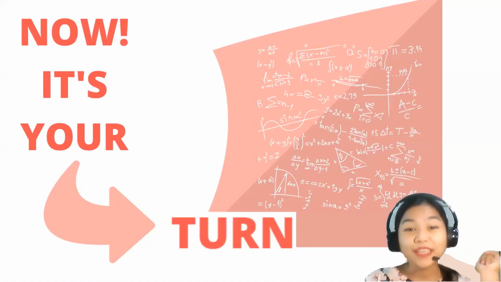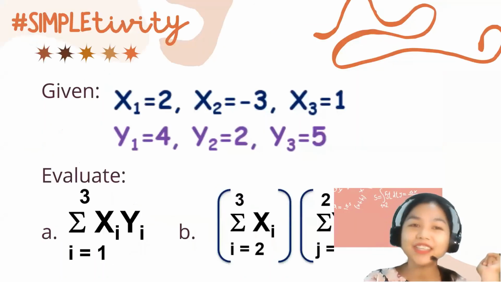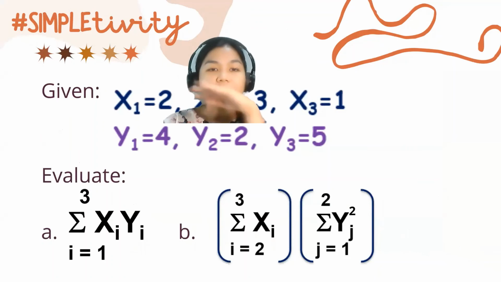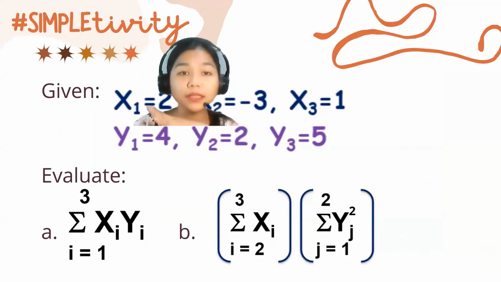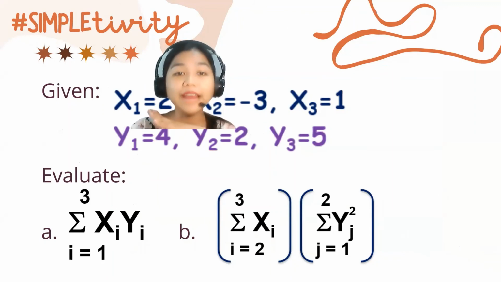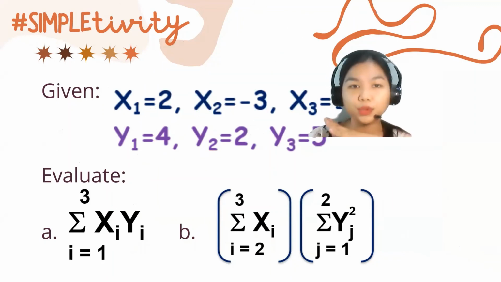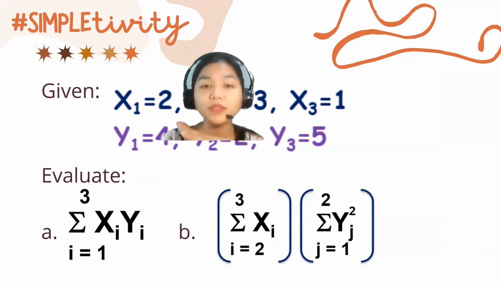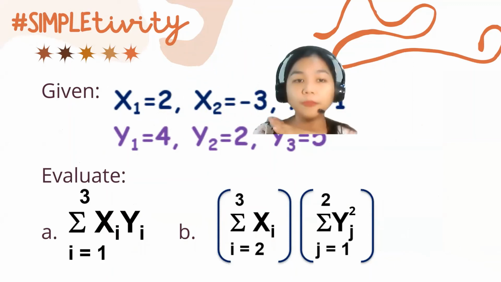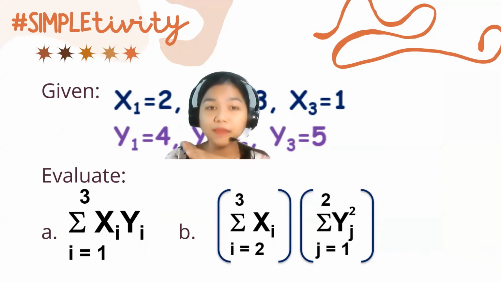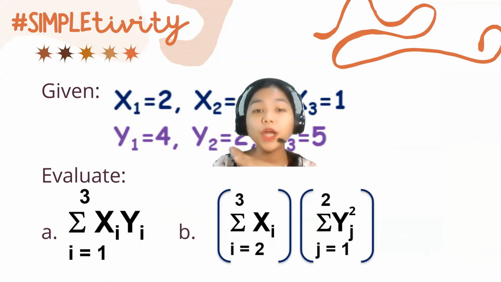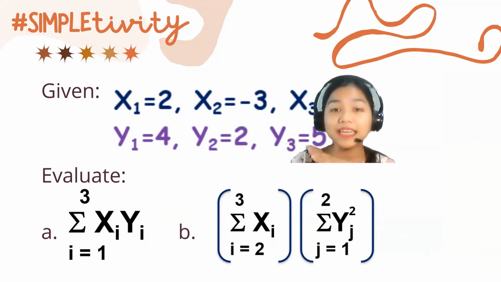Now it's your turn to do the calculation. Let's try this. Hashtag Simpletivity. So we have here two variables, variable x and variable y. For variable x, it has three values, ranging from the first value to the second value, which is -2, and the third value, which is 1. The y variable also has three values. y1 is 4, y2 is 2, and y3 is 3.